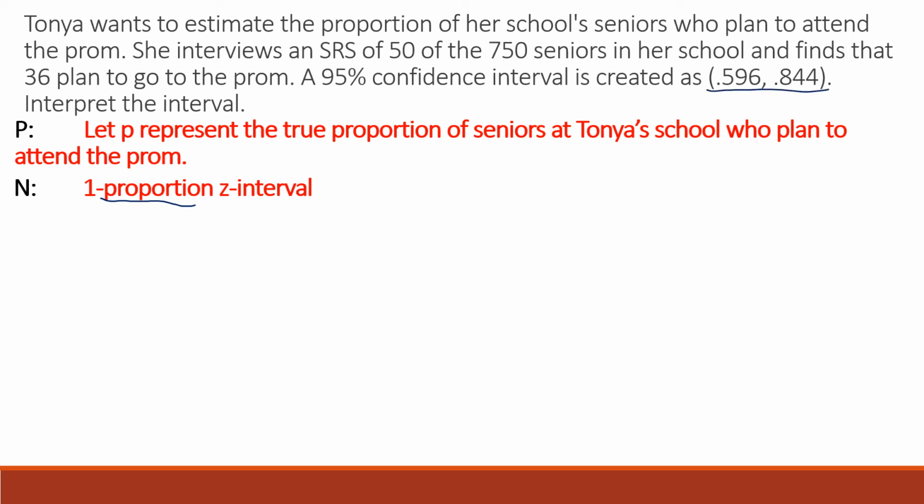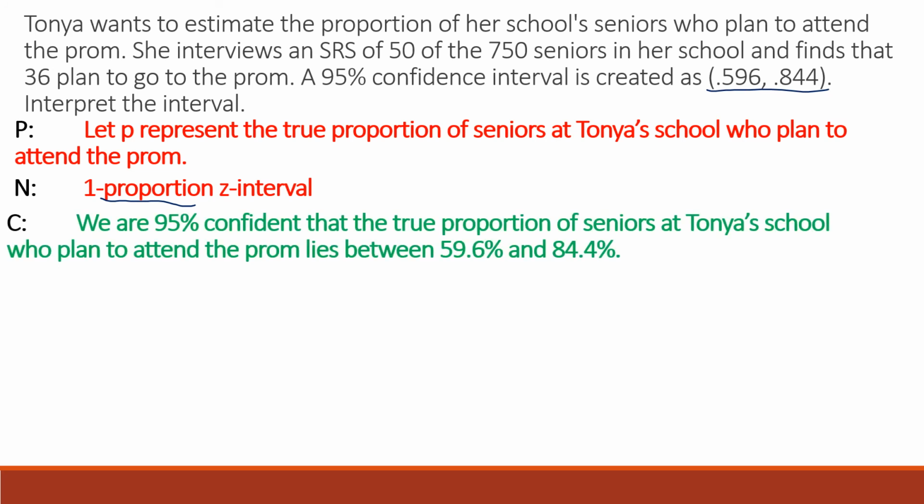So it gives us this. The actual answer is this next part here in green. We are 95% confident that the true proportion of seniors at Tanya's school who plan to attend the prom lies between 59.6% and 84.4%.